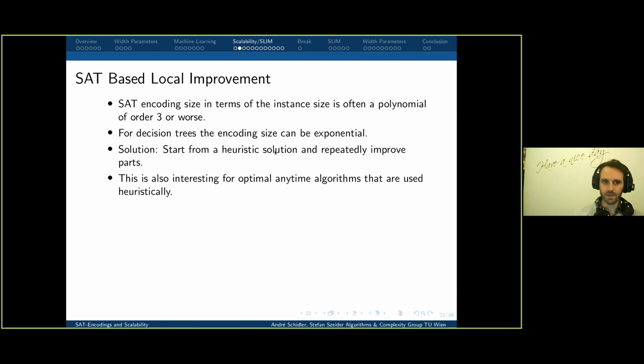The general idea behind SAT-based local improvement is that you start from a heuristic solution and then you try to improve it repeatedly. This is not only interesting for heuristics, but a colleague of mine worked on this, and they looked at optimal anytime algorithms, where you say, okay, we swap over after half an hour, and then we try to improve the solution with this method, and then compare it with running just the anytime algorithm for the same amount of time. If you have a time budget, say you want a solution after 1 hour, then this actually performs reasonably well in many cases.